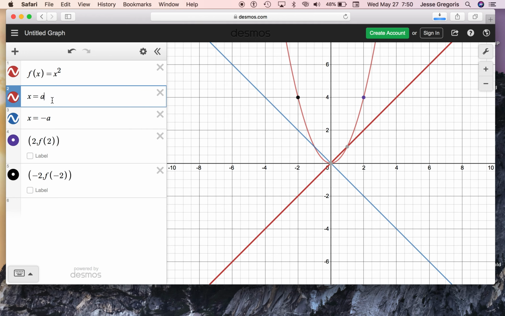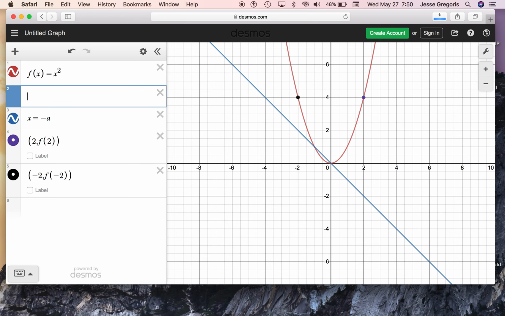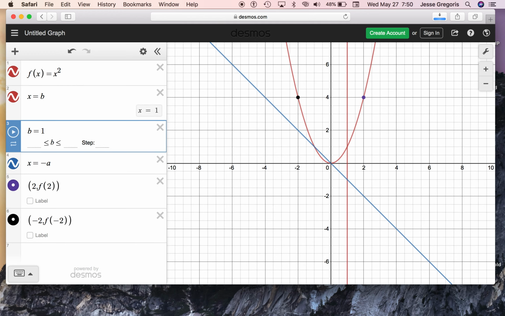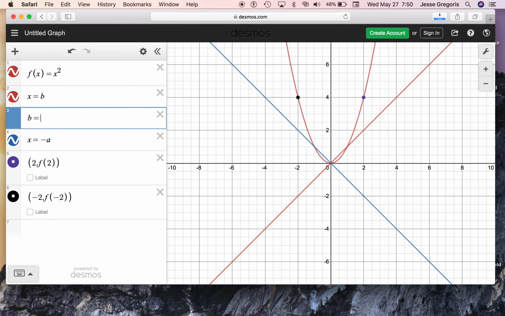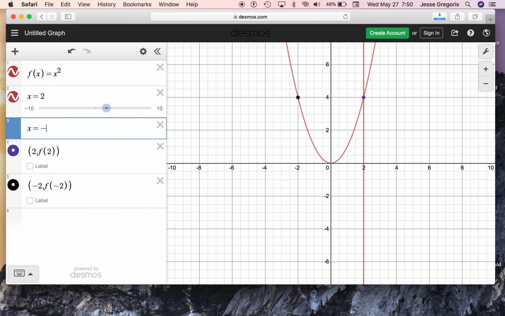Ooh, this is fun. Why did it do that? A should be a constant. I must have defined a. So x equals b. B equals 1. Sorry, for some reason it's not letting me do sliders very effectively, so I'll just do it like this.